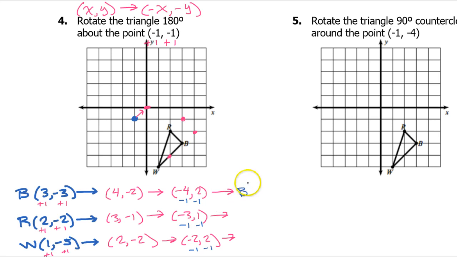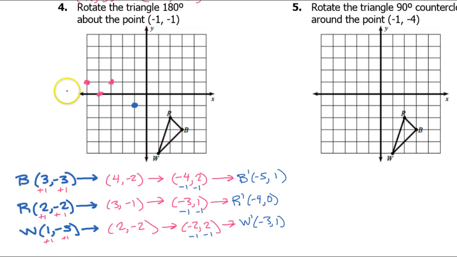So this will be, I'll go ahead and call it now B prime, and this will be -5, comma 1. And then my R prime will be -4, comma 0. And then my W prime will be -3, comma 1. And then I'll just graph these points and so we can see what it looks like.